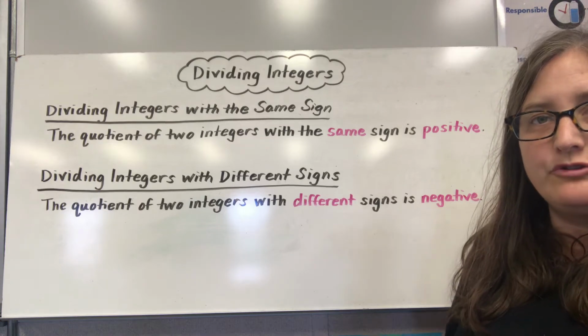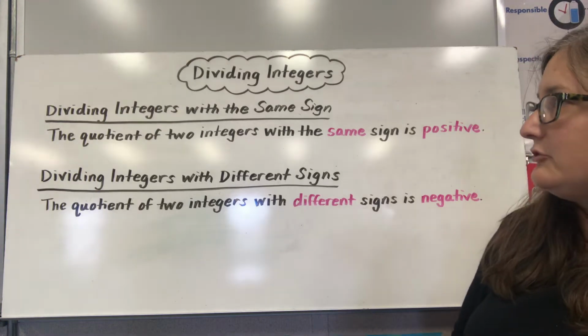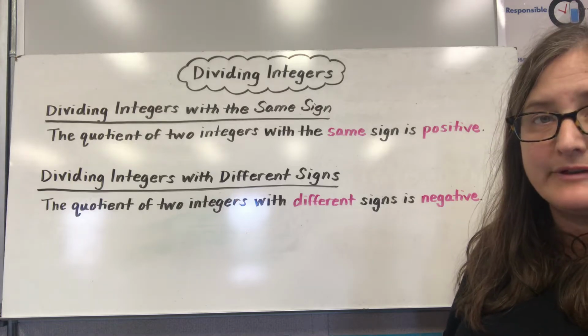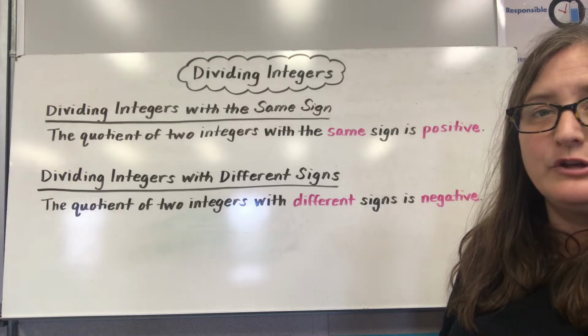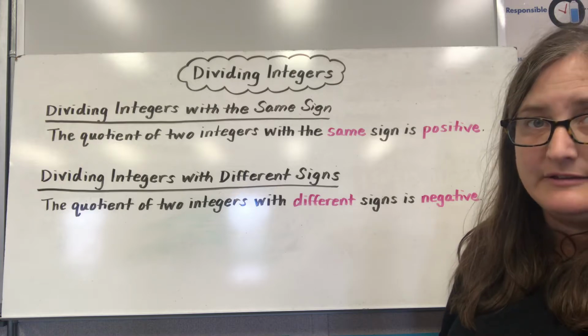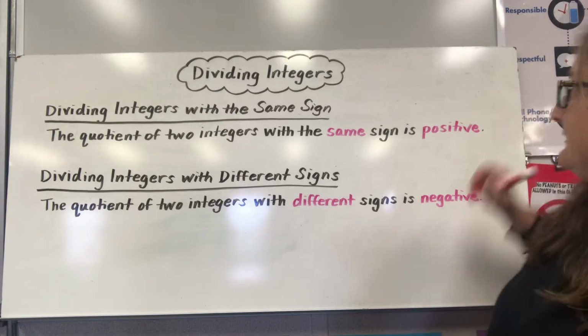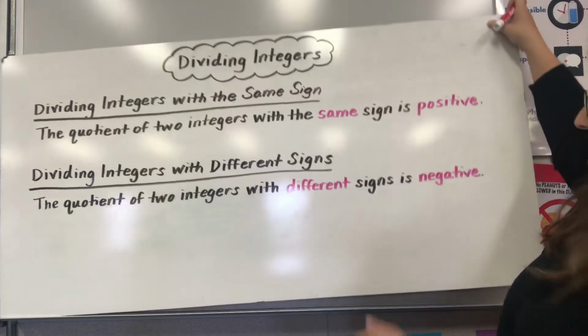Today we're dividing integers. When you're dividing integers with the same sign, your quotient is going to be positive. When you're dividing integers with different signs, your quotient is going to be negative. Let's take a look at some examples.